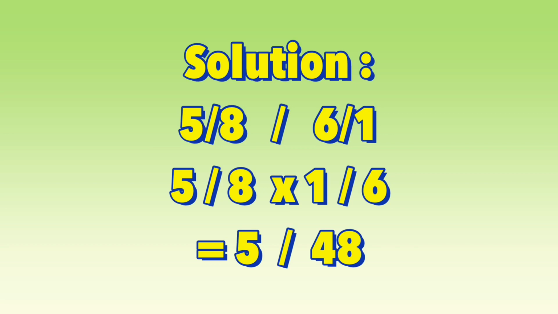Then times. When we use the multiplication symbol, we're going to take the reciprocal of 6 over 1. What is the reciprocal of 6 over 1? It should be 1 over 6. And then horizontal multiplication: 5 times 1 equals 5, 8 times 6 equals 48. And then the next step is to reduce the fraction, but this time 5 over 48 cannot be divided by 2, so therefore 5 over 48 is our final answer. It is already in simplest form.